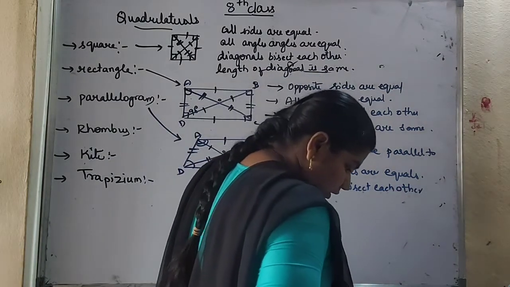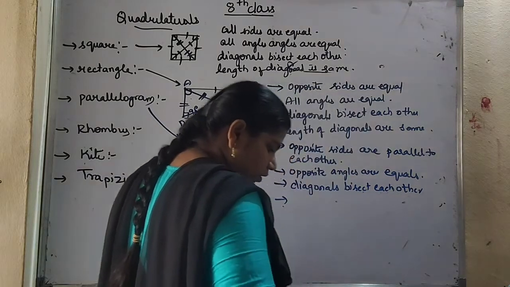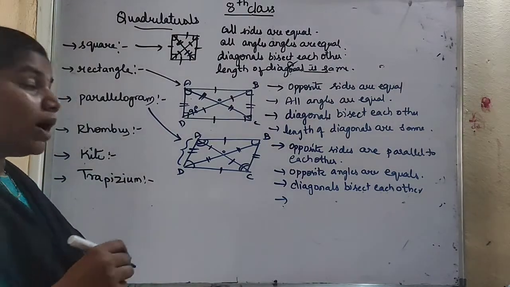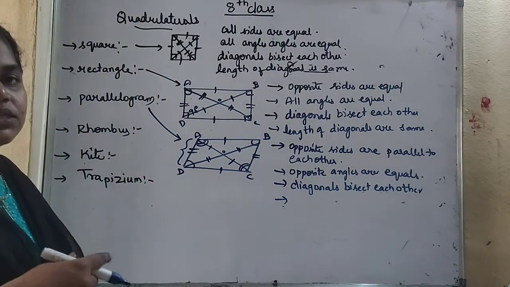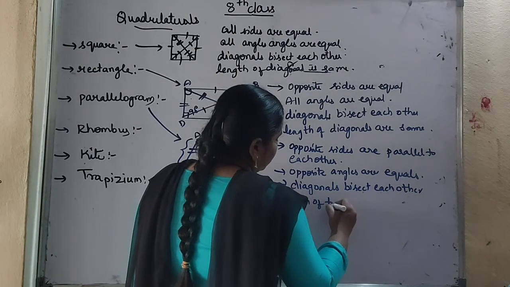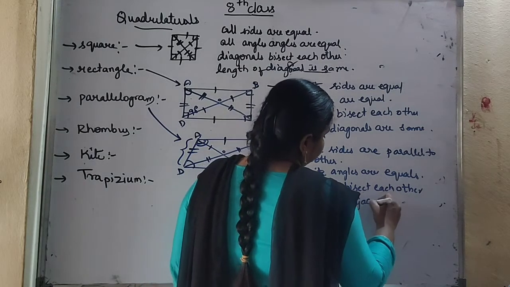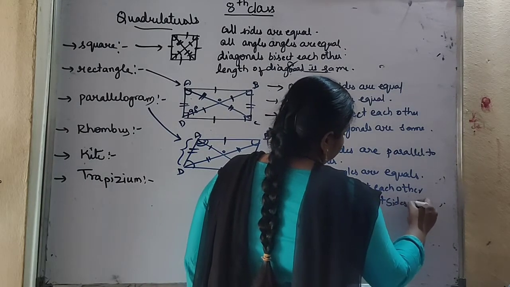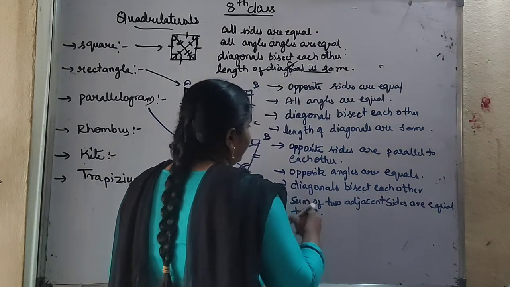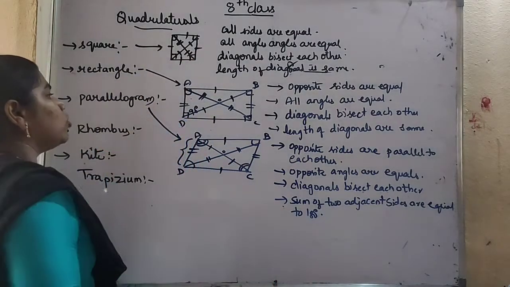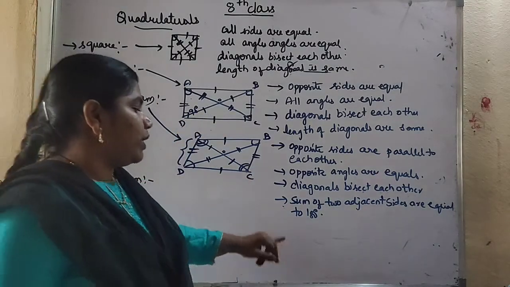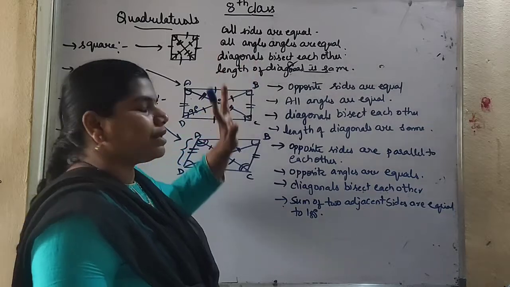Okay, so next is the sum of two consecutive sides will be equal to 180. That means the sum of two adjacent sides will be equal to 180. So if you see in this rectangle and square also, if you add any two adjacent sides, that will be equal to 180. So this property belongs to this square and rectangle also.